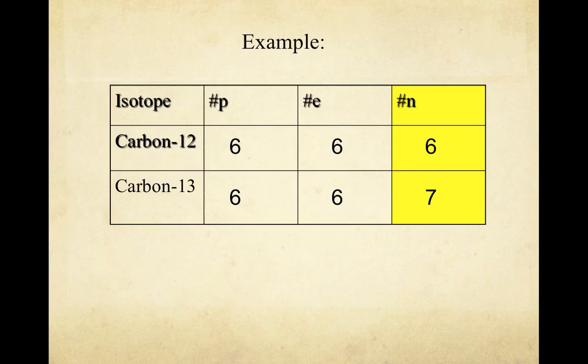So here's another example. You have two isotopes, carbon-12 and carbon-13. Both carbon-12 and carbon-13 have 6 protons each, and you can find that from a periodic table. Electrons, they both have 6 because they're both neutral. But neutrons, carbon-12 has 6 and carbon-13 has 7.